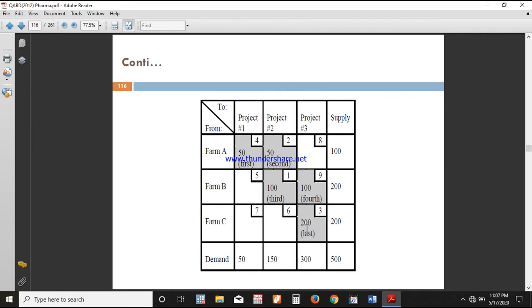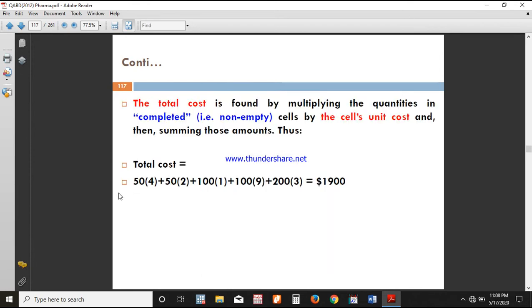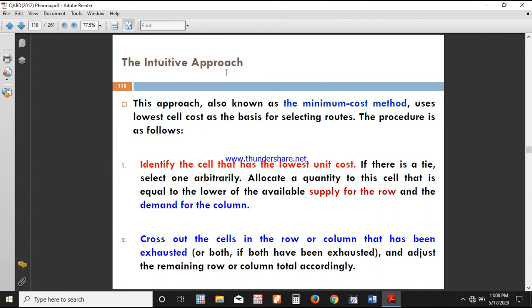Then the next left one is this one, 200. You can allocate, and finally all the supplies sides and all the demand sides are fully exhausted by this transportation model. Therefore, to find the total cost, you can multiply the cost with its unit supplied, and you can sum. Therefore, the total cost will become $1,900.